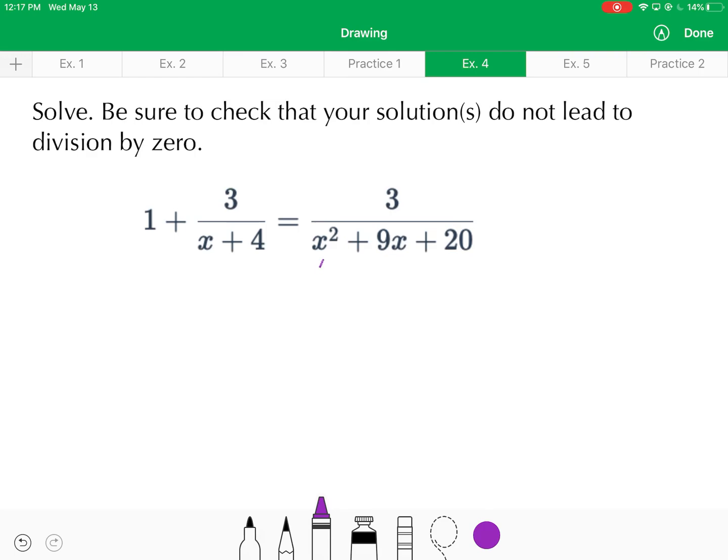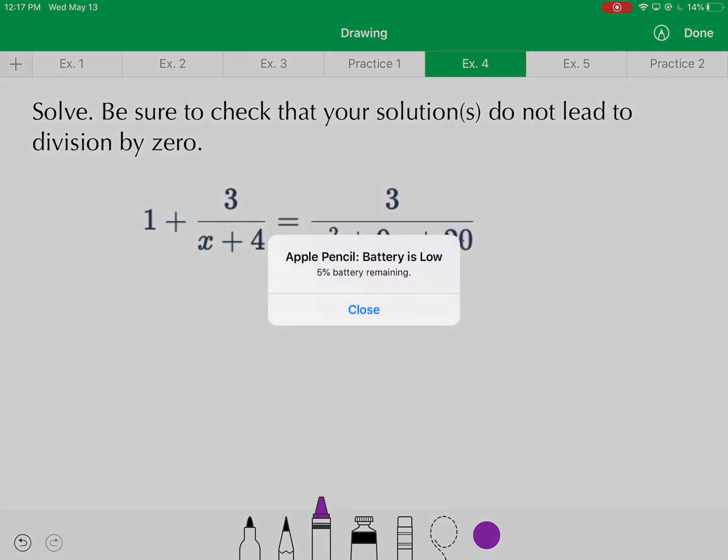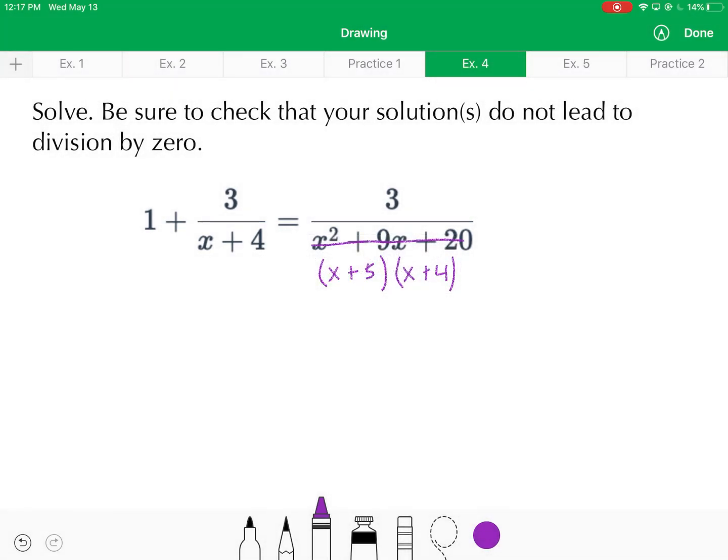So I'll begin by saying that this factors to (x plus 5)(x plus 4). Now I can compare it with my other fraction to see that the common denominator is (x plus 5) times (x plus 4). So that's what I'm going to multiply both sides of this equation by.